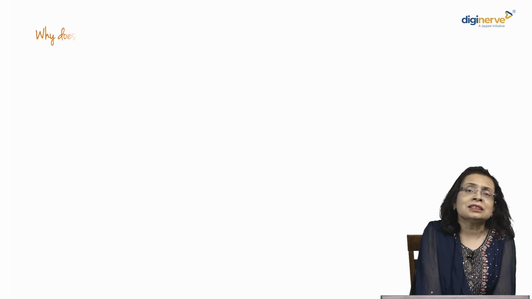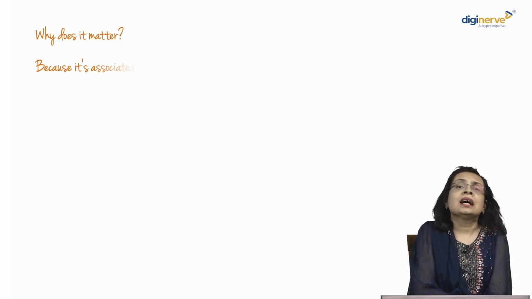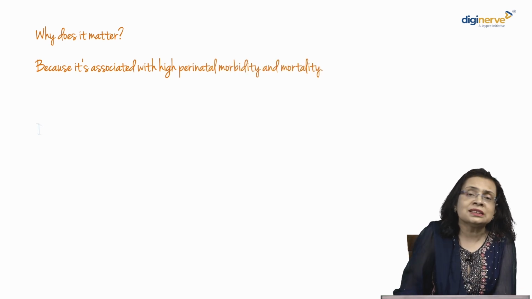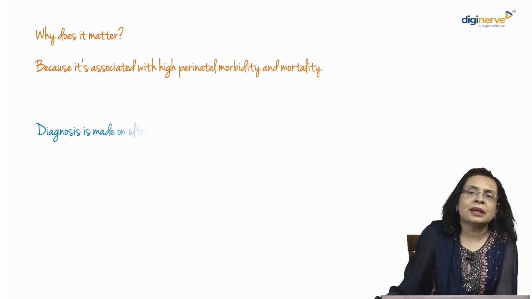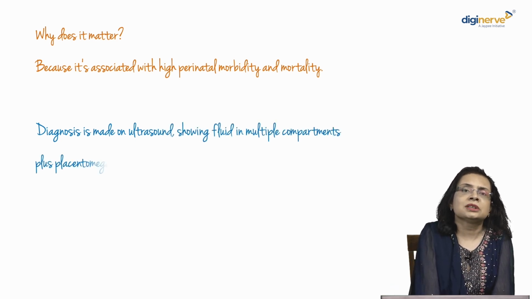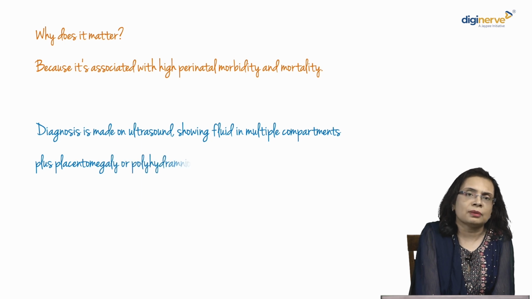Now, why does it matter or why is it important? Because this could be associated with high perinatal morbidity and mortality. How do you reach the diagnosis? This is made on ultrasound, which shows fluid in multiple compartments. Plus, there could be presence of placentomegaly or polyhydramnios.